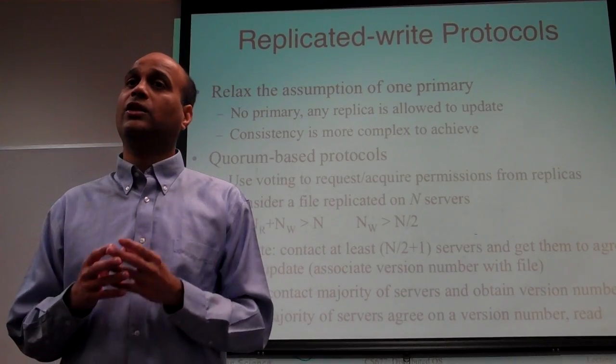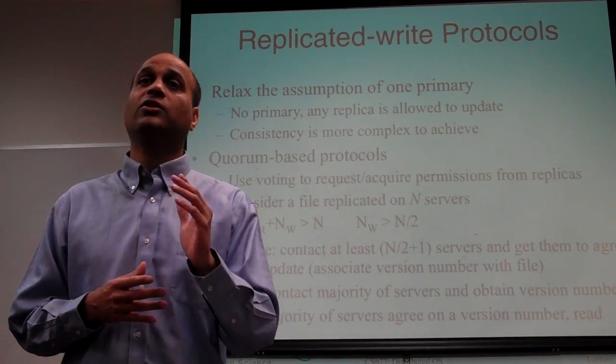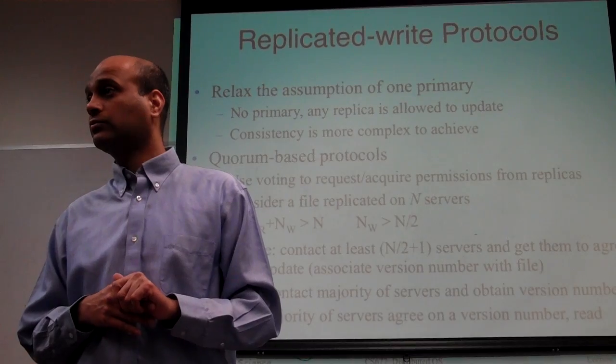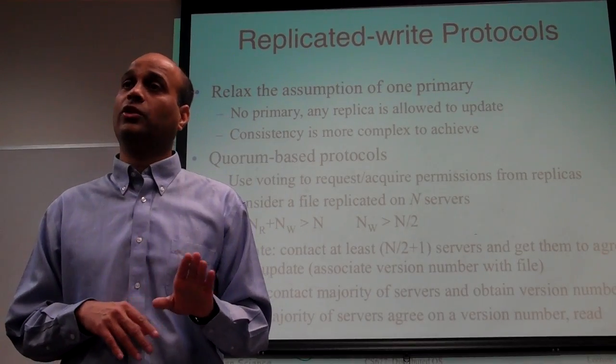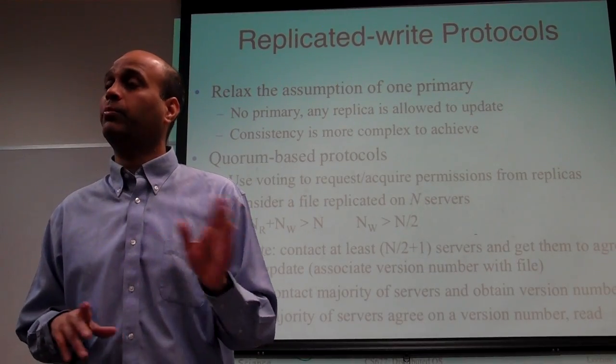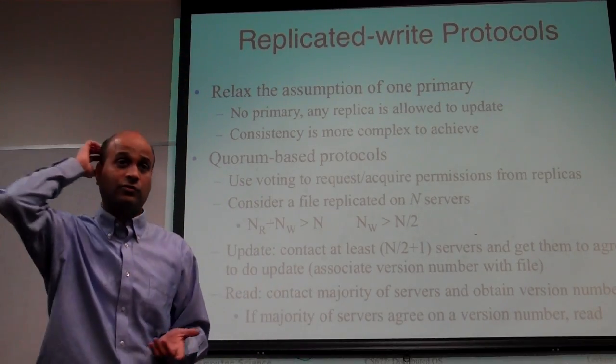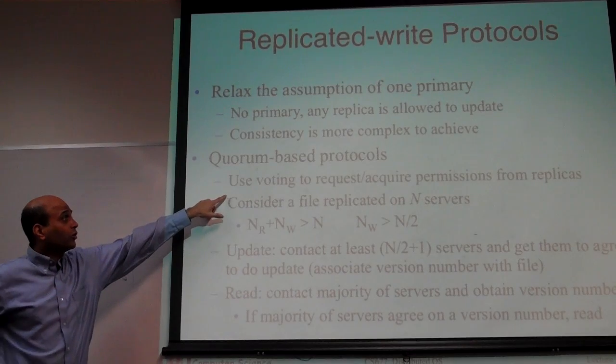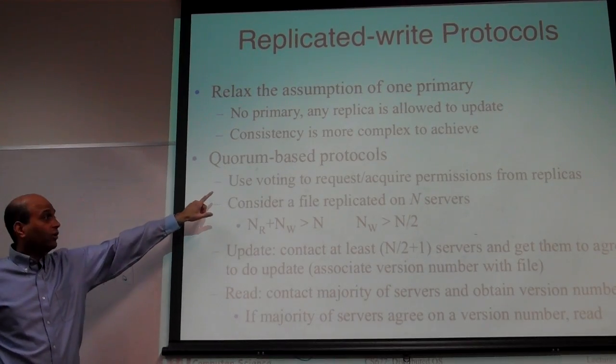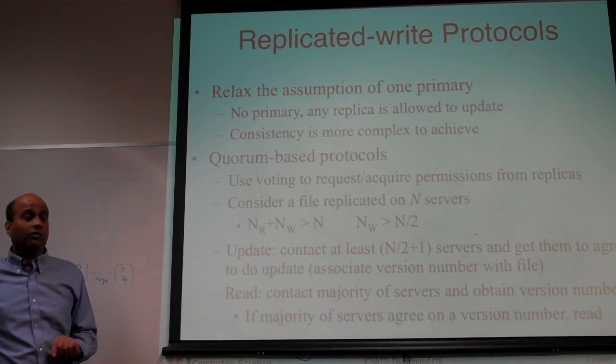Replicas will vote to determine what is the most recent version of the file. They will impose some constraints on how reads and writes work. Replicas have to vote, and only when they agree will a read or write actually finish successfully, as we'll see. So you use voting to determine what to do. And here is essentially how it is going to work.